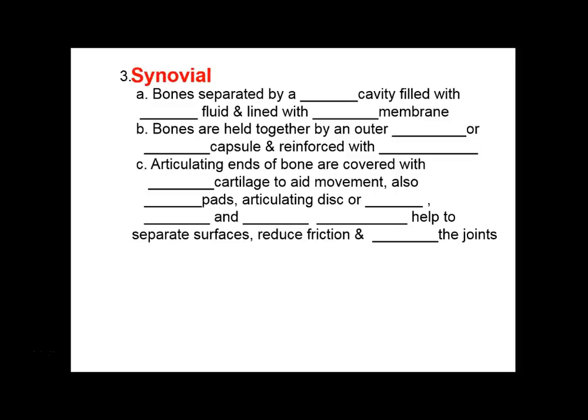The bones are separated by a synovial cavity filled with synovial fluid lined with synovial membranes. It's like somebody takes a sleeve and puts it around both bones, and inside that sleeve where the bones aren't is a space, and that space is filled with fluid. So the bones are held together by an outer sleeve or a fibrous capsule and reinforced with ligaments superficial to that. The articulating ends of the bones are also covered with hyaline cartilage that reduces friction.